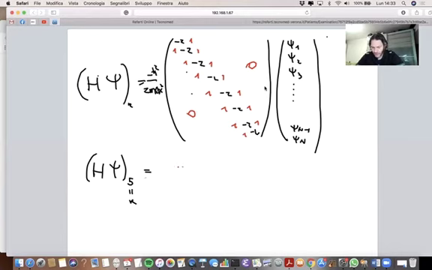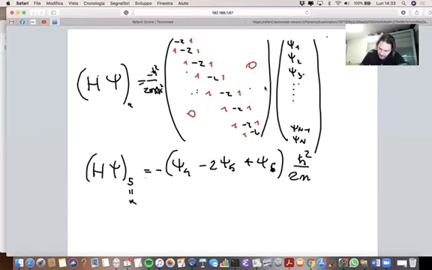So I could take the matrix row multiplication. This is going to be 0, 0, 0, 0. When I get to 4, I will get psi 4 times 1, negative 2 psi 5, plus psi 6, and then get 0, 0, 0, 0, 0, and I continue the multiplication. And then I'll have to multiply with a negative h bar square over 2m delta x squared. And that's precisely the definition of the second derivative of the function at the position identified by the label I equal to 5.